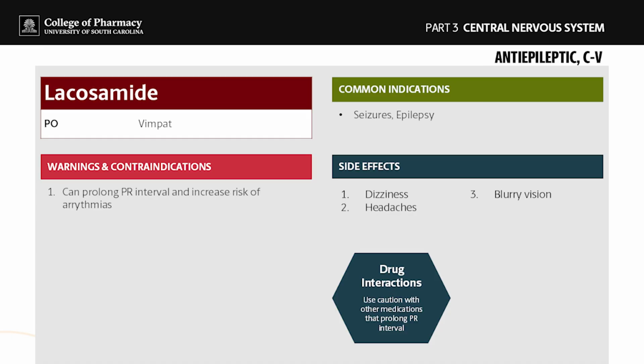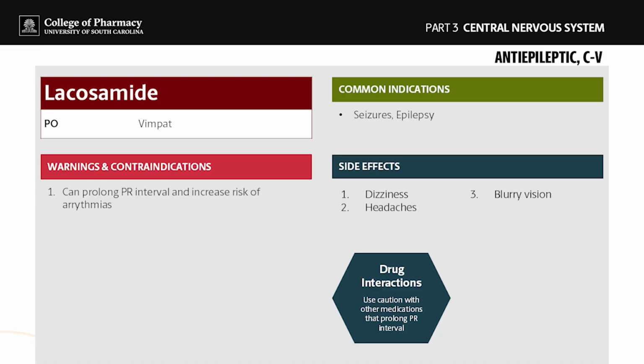Let's talk about an antiepileptic C5, that's control 5. Anytime it's a C and a Roman numeral, this is C5. That means it's controlled or scheduled. And remember what the schedules are. The more propensity they have to be abused, the higher the schedule. So a C5 has a potential for abuse, but not as much as a C2. Are you with me on that? Good. Okay, let's talk about lacosamide.